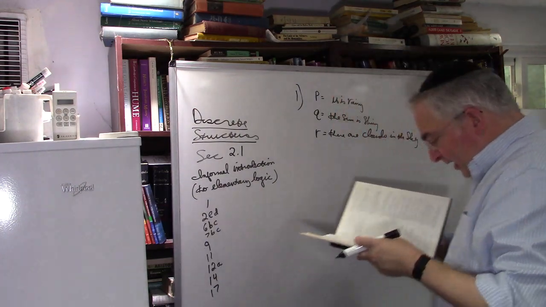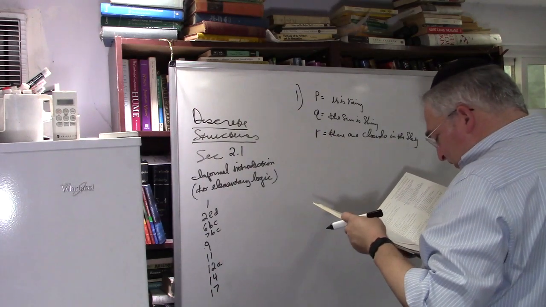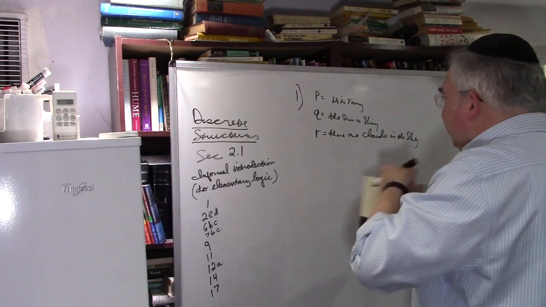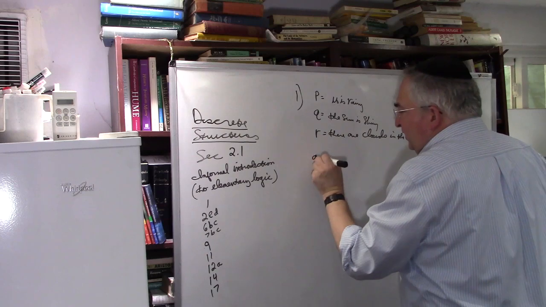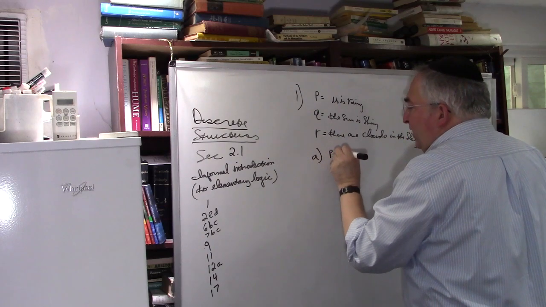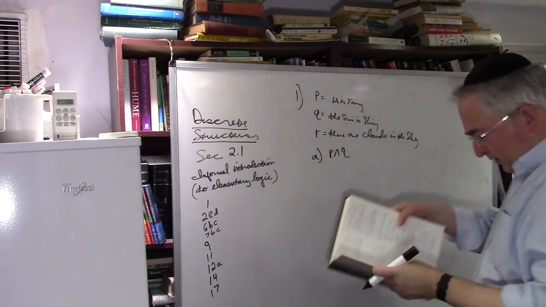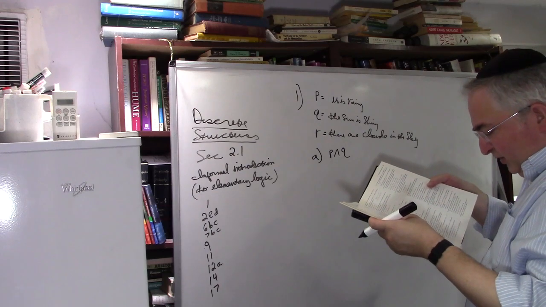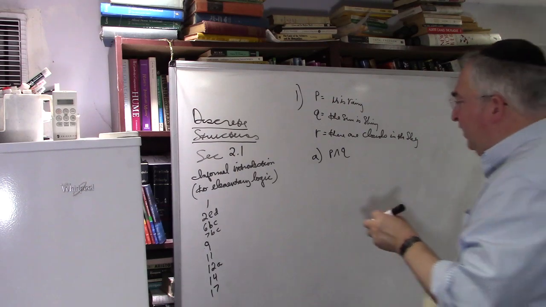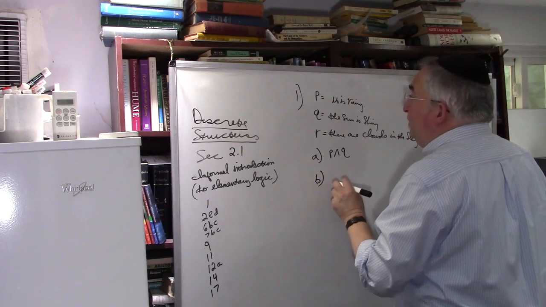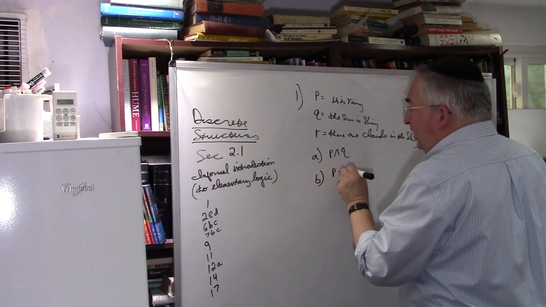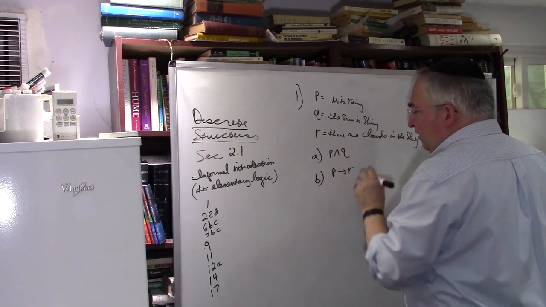A: if it's raining, it is raining and the sun is shining. So A is P and Q. B is if it is raining, then there are clouds in the sky. So P implies R.